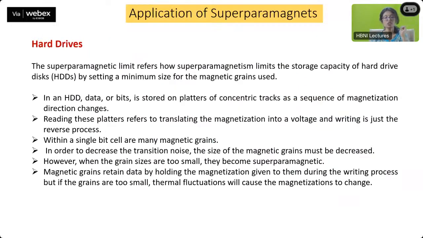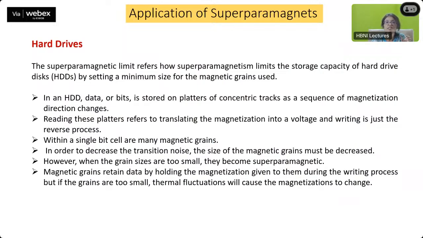So what are the different applications of superparamagnets? It's in hard drives. The superparamagnetic limit refers to how superparamagnetism limits the storage capacity of hard drive disks by setting a minimum size for the magnetic grains used. So what do you mean by this? In an HDD, data, or the bits, are stored on platters of concentric tracks as a sequence of magnetization direction changes. Reading these platters refers to translating the magnetization into a voltage, and writing is just the reverse process. So you convert the voltage to a magnetization.